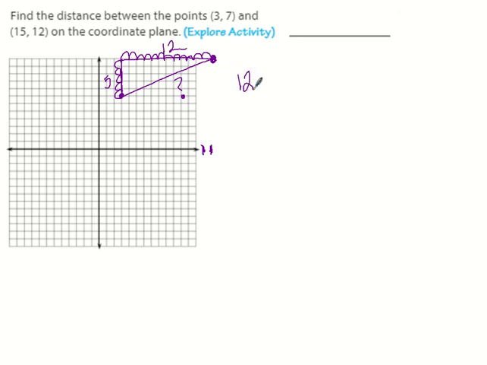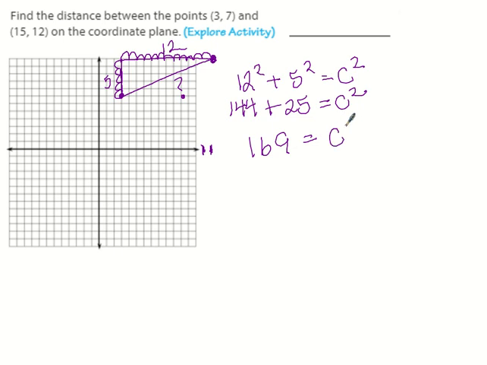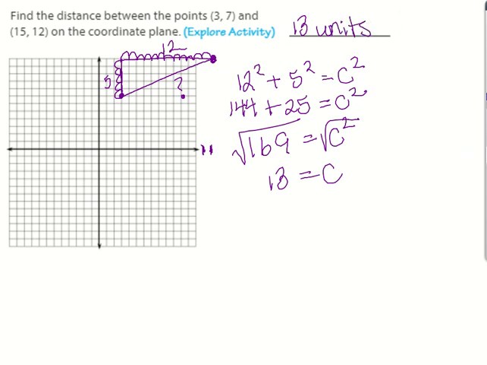So 12 squared plus 5 squared equals C squared. 144 plus 25 equals C squared. We add these together, 169 equals C squared. We square root, and we actually get perfectly 13. And so we would say that it's 13 units. And there's our answer.